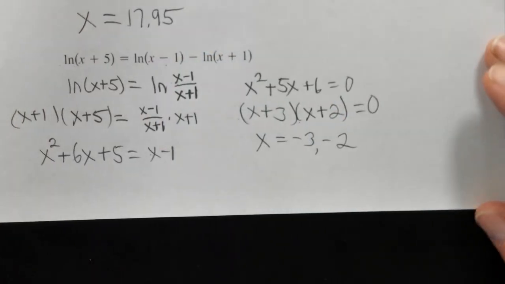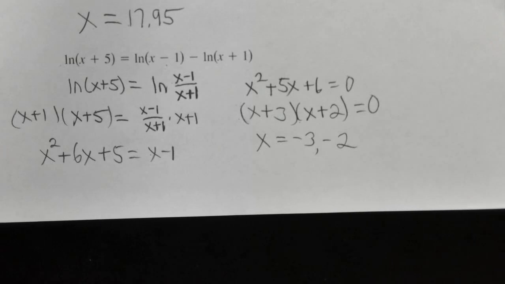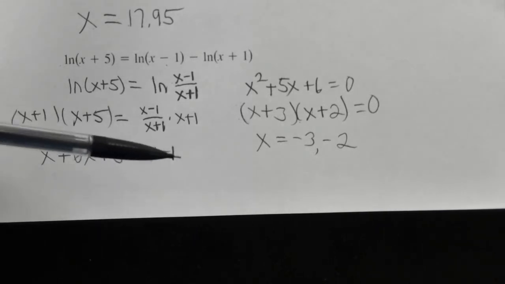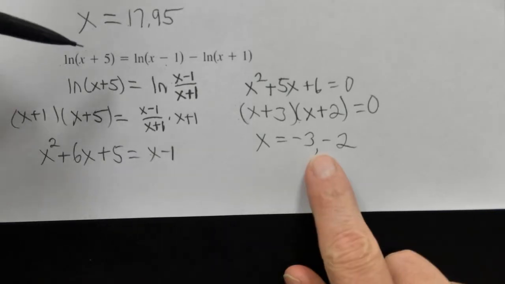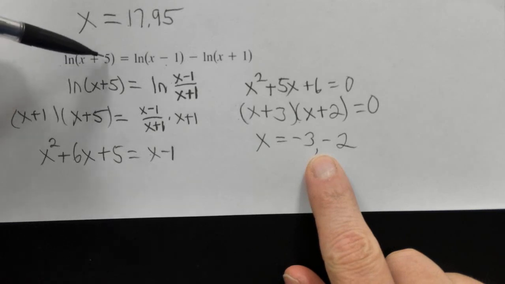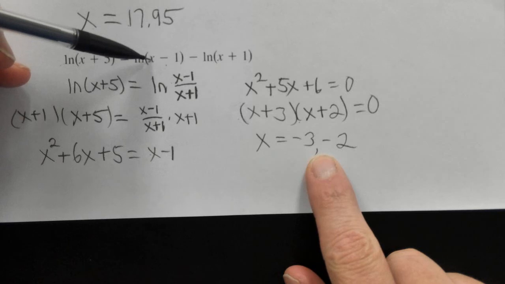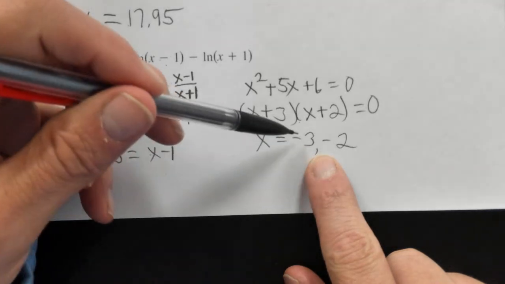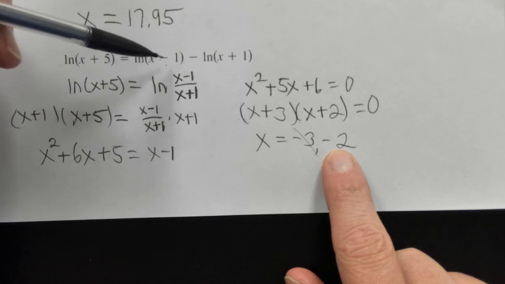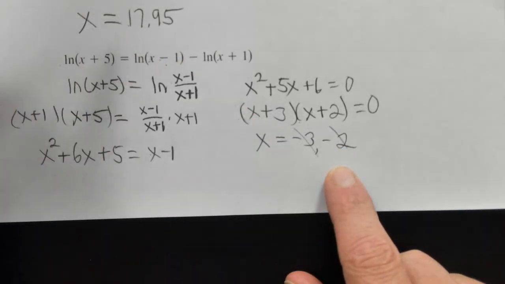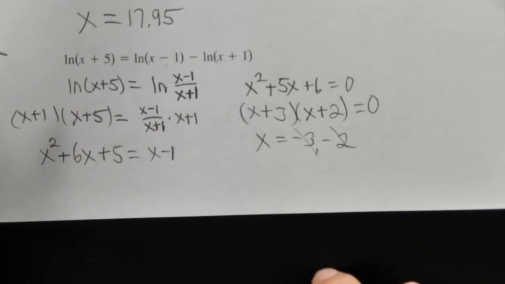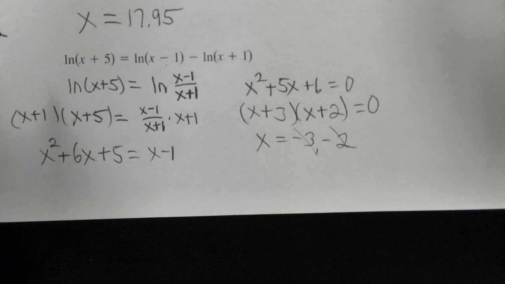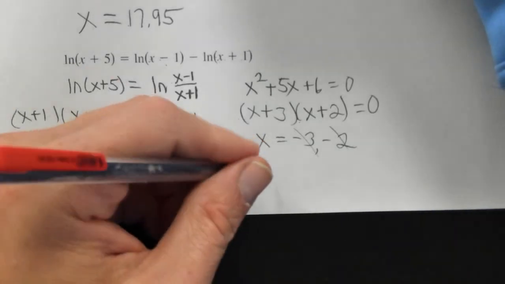Or are they? Remember what we said. We got to make sure that we don't have answers here that are causing us to take the natural log of a negative number. What about in this term? Negative 3 plus 5, still positive. Negative 2 plus 5, still positive. What about here? Negative 3 minus 1, that's negative. So that negative 3 is out. Negative 2 minus 1 is negative 3. So negative 2 is out. Also here, both of these wouldn't work. So I don't have either one of these two as answers. And so really what that means is I've got an equation here with no solution.